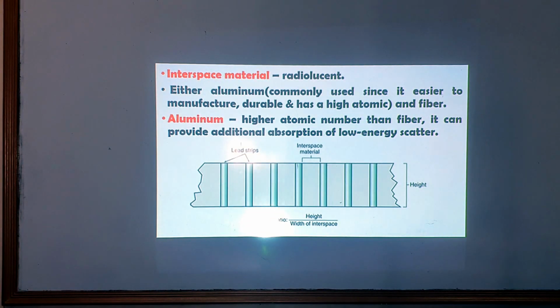Now the interspaced material, guys, is radiolucent. It can either be made up of aluminum, which is commonly used since it is easier to manufacture, it is durable, and it has a high atomic number. And the other material aside from aluminum, which is used for the interspaced material of your grid, is fiber. Now, the aluminum, guys, has a higher atomic number than fiber, and it can provide an additional absorption of low energy scatter.